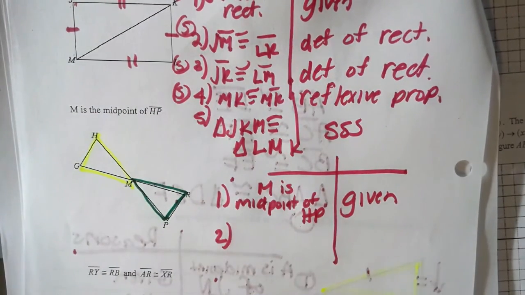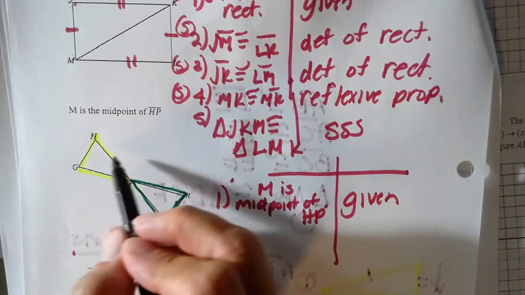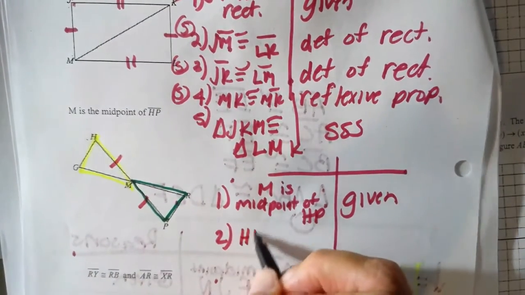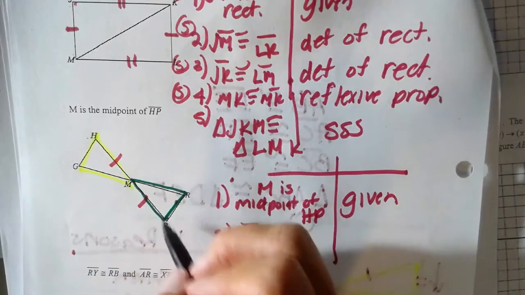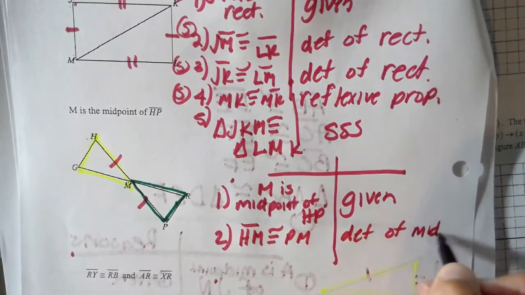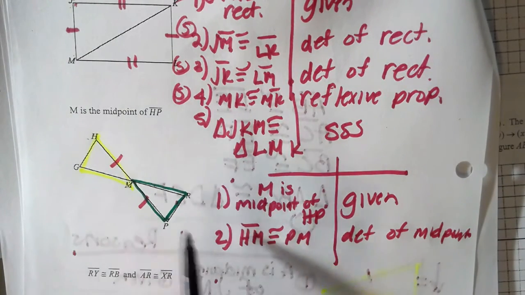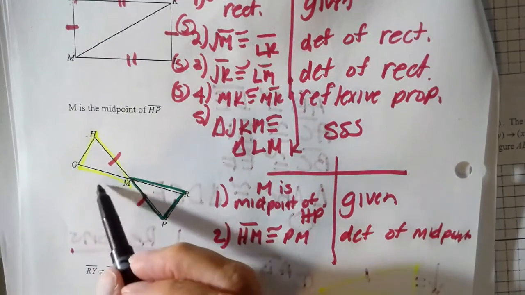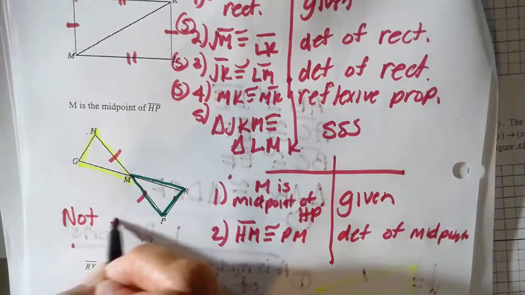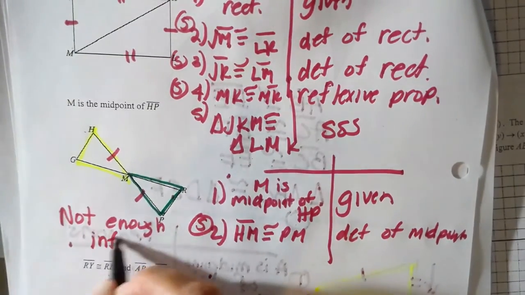Okay, let's see if I can do it. I know that M is in the middle of HP. If M's in the middle of HP, this equals this. HM is congruent to PM. Definition of midpoint. Do we know these are equal? They might look it, but it doesn't say it. Do we know that M is in the middle of these? Doesn't say it. So this one is not enough info. We can only prove one side. So this one doesn't work.